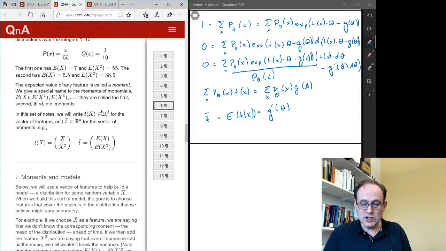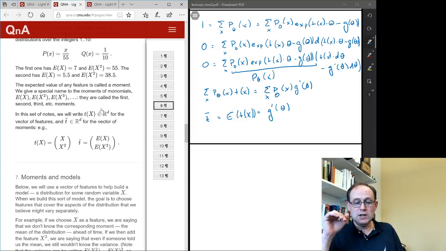So we have a probability distribution over a random variable x. X can take values in some set, let's say the integers 1 to 10. T of x assigns a feature vector to each outcome, so it could be x and x squared: 1, 1; 2, 4; 3, 9; and so forth up to 10 and 100. And then t bar is just the expected value of that feature vector over whatever distribution we're working with. So t bar is called the moment vector.